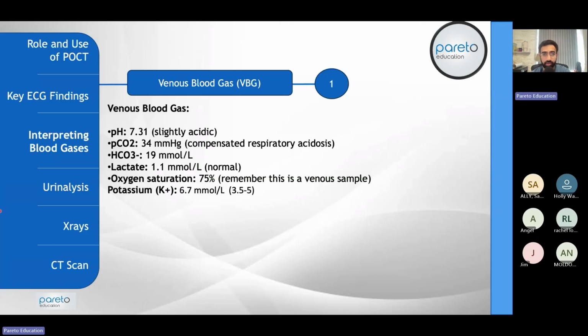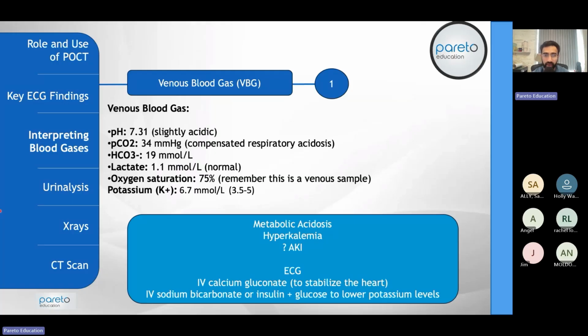In terms of interpretation, just some important things. As you can see, the potassium is 6.7. Hyperkalemia is almost always associated with acidosis, right? So it's always got some semblance of metabolic acidosis, whilst hypokalemia normally is associated with alkalosis. So this is metabolic acidosis secondary to hyperkalemia. Hyperkalemia is the obvious finding really here.